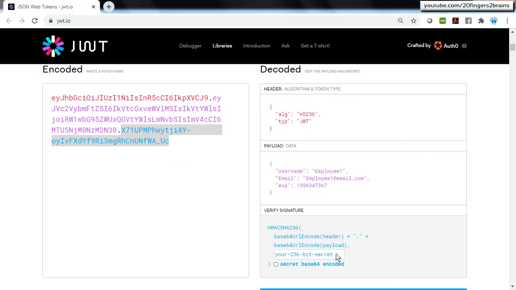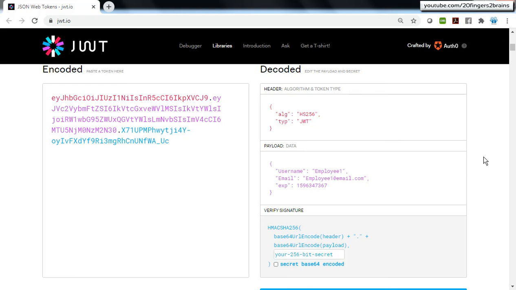For example, if I try to manipulate the secret, I'll append some characters. You can see the signature is getting changed. And this is very important information in validating the token. We'll discuss this later. Now you would notice the payload is information that would be required by the application.